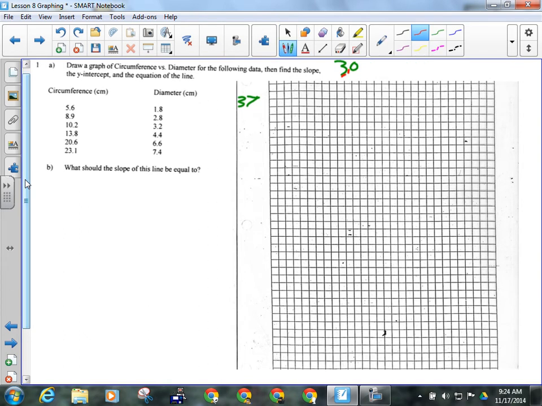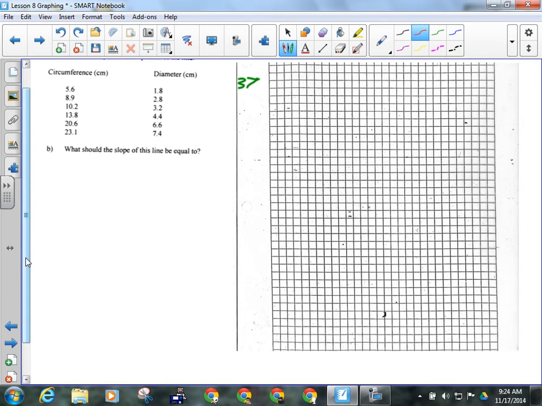Okay, yeah. All right. Now, we're building this graph. If we're building a graph by hand, I'm manipulating diameter. Where should it go? On the x-axis. All right, so I'm going to make my x-axis diameter. Okay. All right, our diameter's in centimeters.